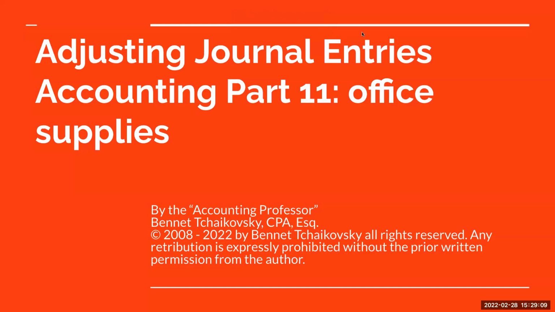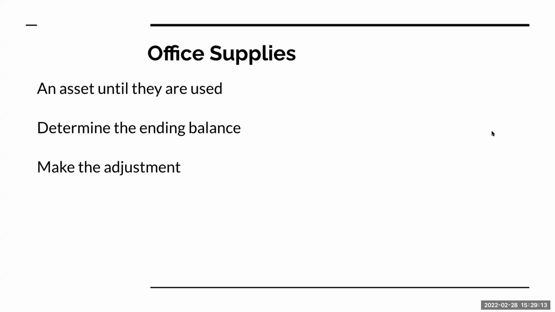So everybody, this is adjusting journal entries part 11. This is for office supplies. So with office supplies, these are an asset until they are used, or I would always like to say until our employees take them away, but they're an asset, right?